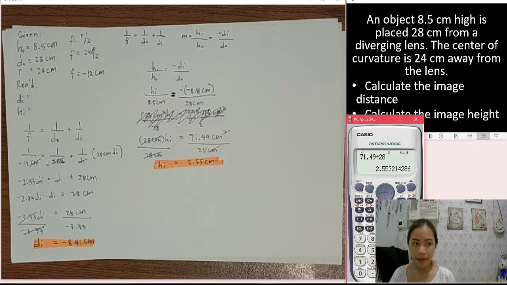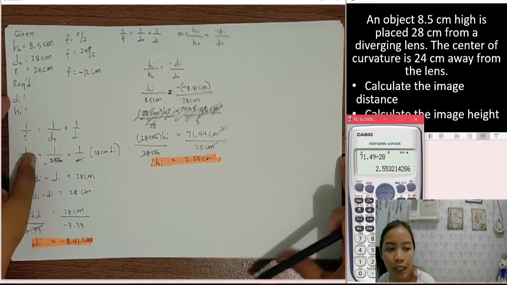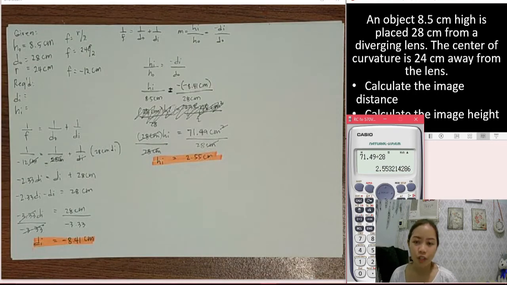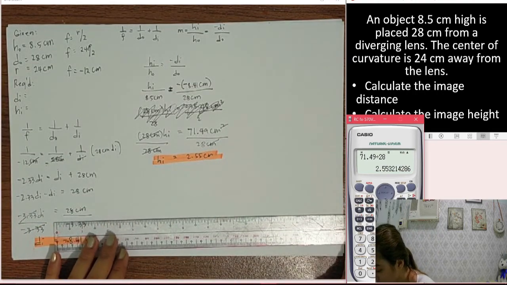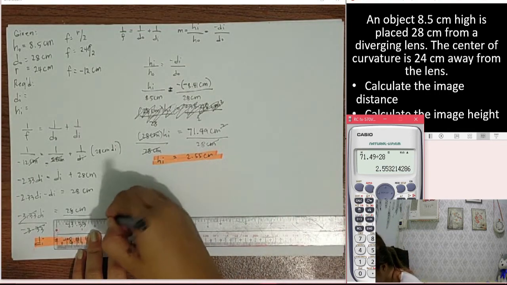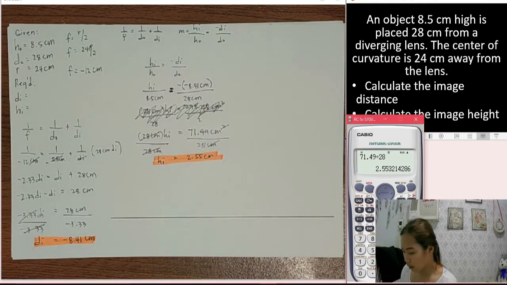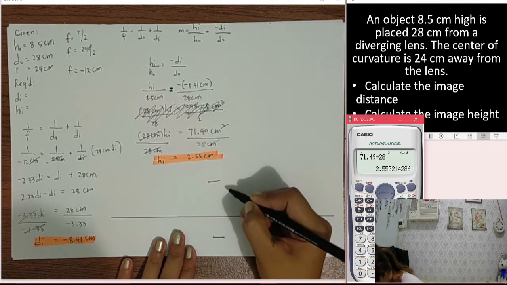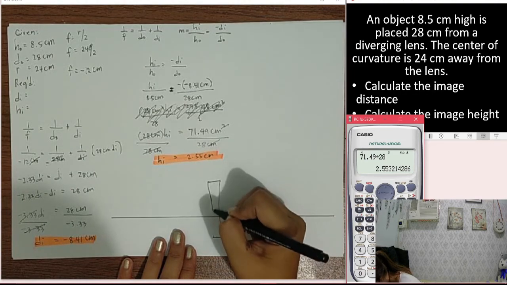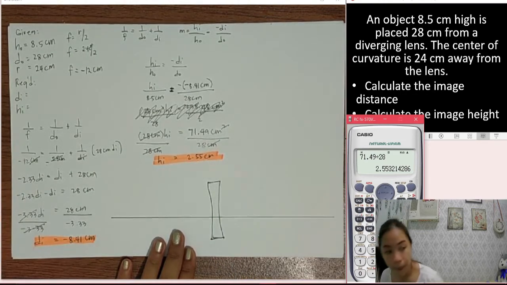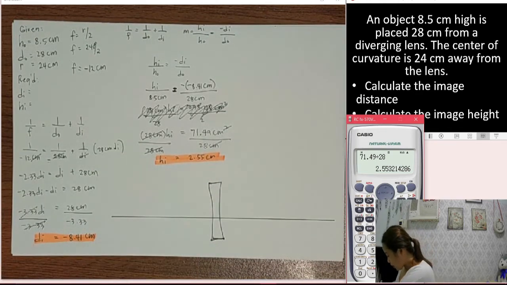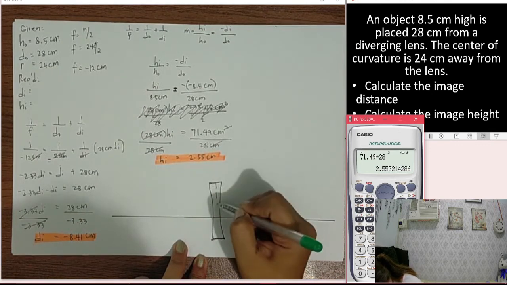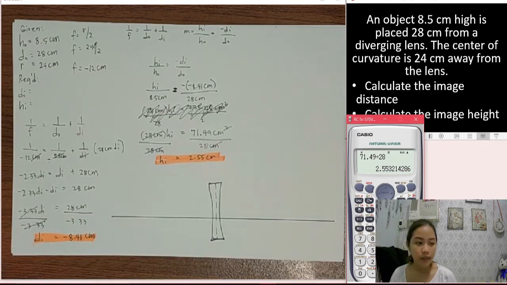Okay, so now, with these values, let us try to plot them in our ray diagram. Take note that in the problem, it is specified that we are using a diverging lens. So this is the optical axis. We're going to have here a diverging lens. Let me have here the green, and write the normal. So there it is.